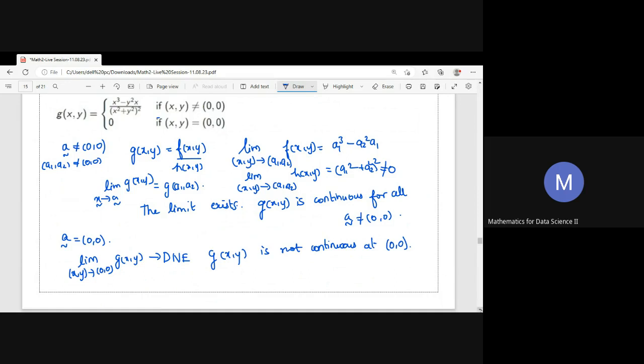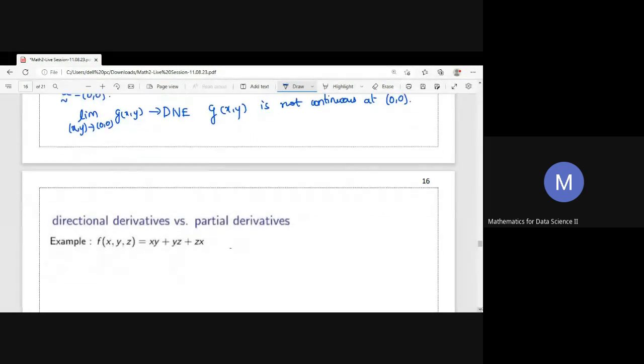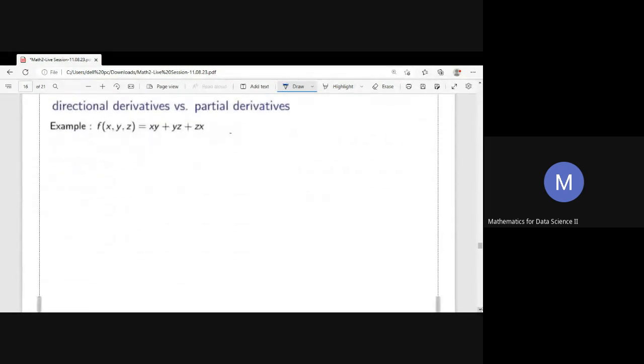Someone asked in the previous class: just like for partial derivatives, there is a formula using limits and a formula where you directly use derivatives. Do we have something similar for directional derivatives? I told you that when we study the gradient, you will get a formula. So that is what I'm going to do now.